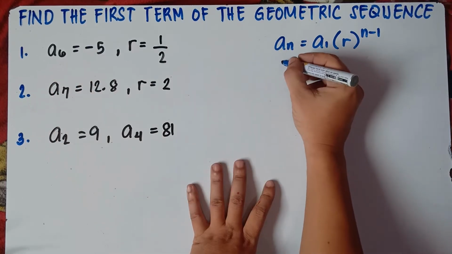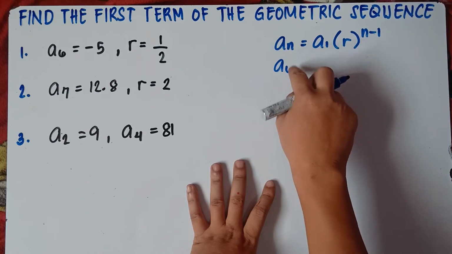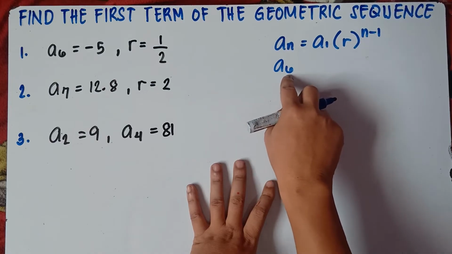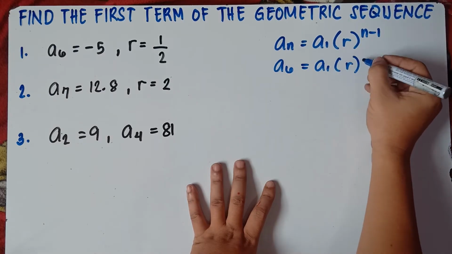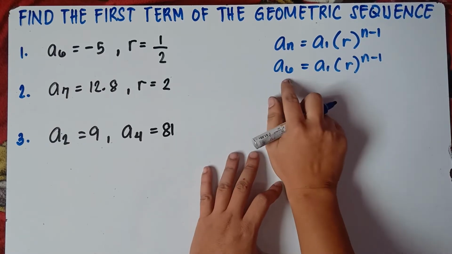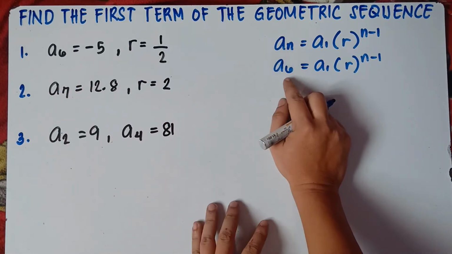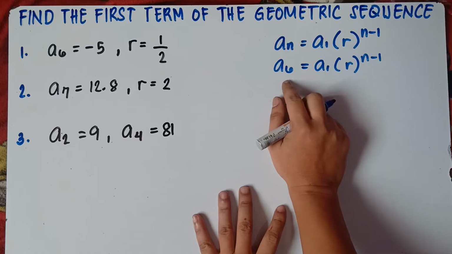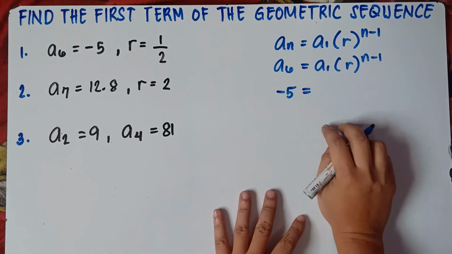So let me just write a sub 6 first. A sub 6, class, n is 6, the last term. So a sub 6 equals the first term times r raised to the power of n minus 1. Our a sub 6 is equal to -5. Just simply substitute the value, class, which is -5 for a sub 6. So -5 equals the first term.